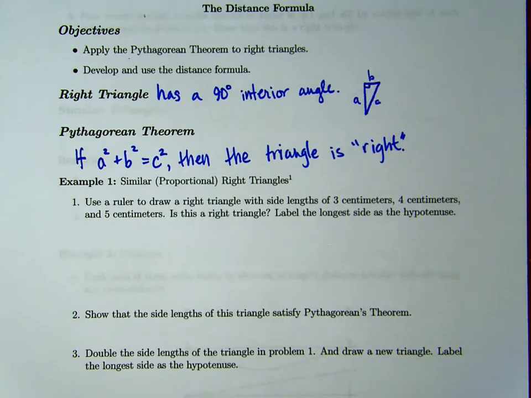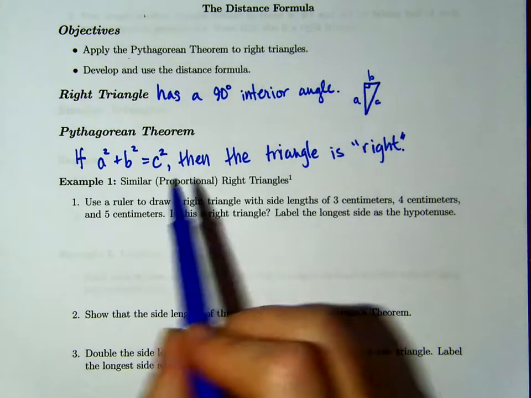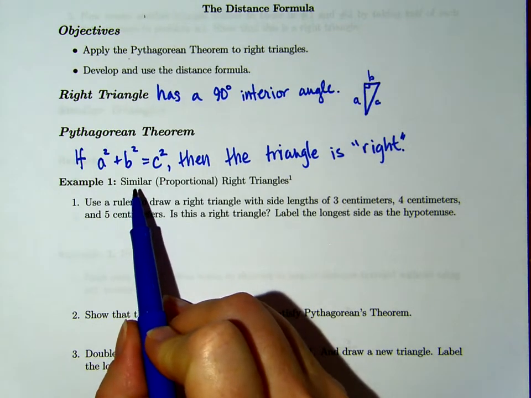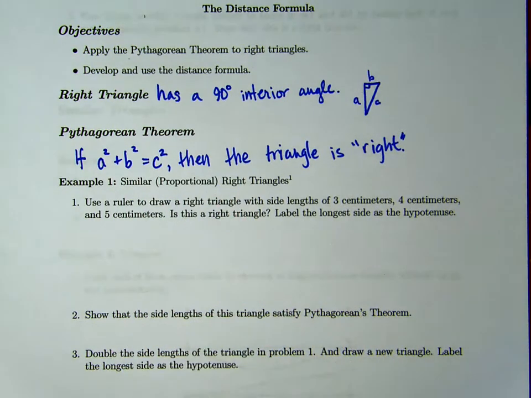All right, example 1, similar, also, I mean, this is our geometric term for proportional. Right triangles. Number 1, use a ruler to draw a right triangle with side lengths of 3 centimeters, 4 centimeters, and 5. Okay.